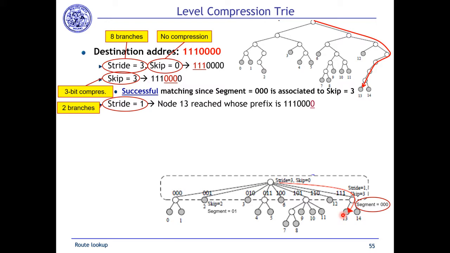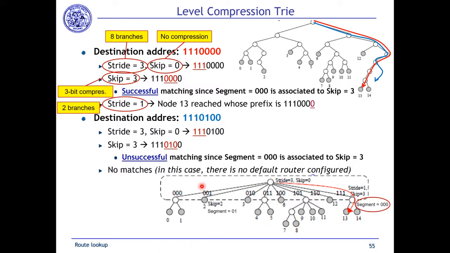This is another case, 1, 1, 1, 0, 1, 0, 0. Again, you use the first 3 bits to move into the first node, and you get here again. Then you have 0, 1, 0, but here you have an unsuccessful matching because it is not matching with the segment. So in this case, you don't have any matching in this tree for this particular destination address.